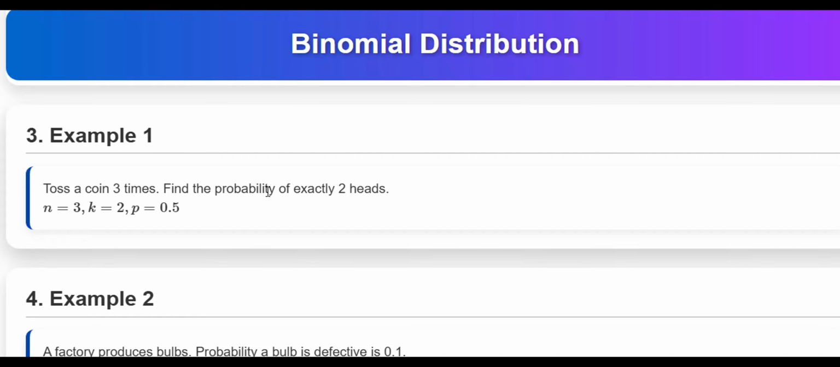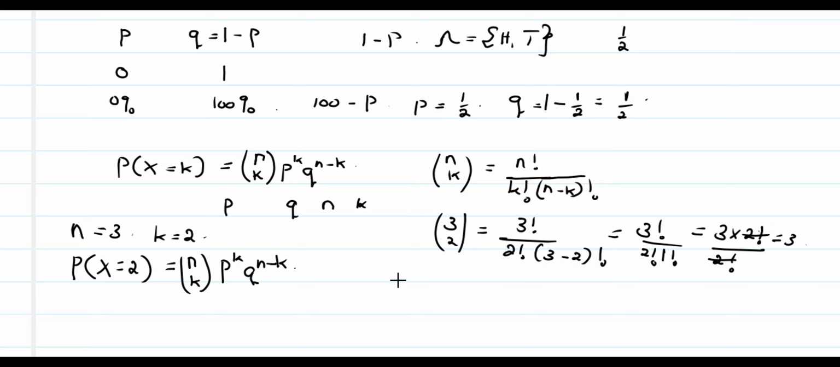But you see, since we are tossing a fair coin, getting a head or a tail has the same probability, an equal chance of appearing. So the probability of getting a head, which I could call a success, is a half. And the probability of not getting a head, which is the failure, would be q equals 1 minus half, which is also a half.